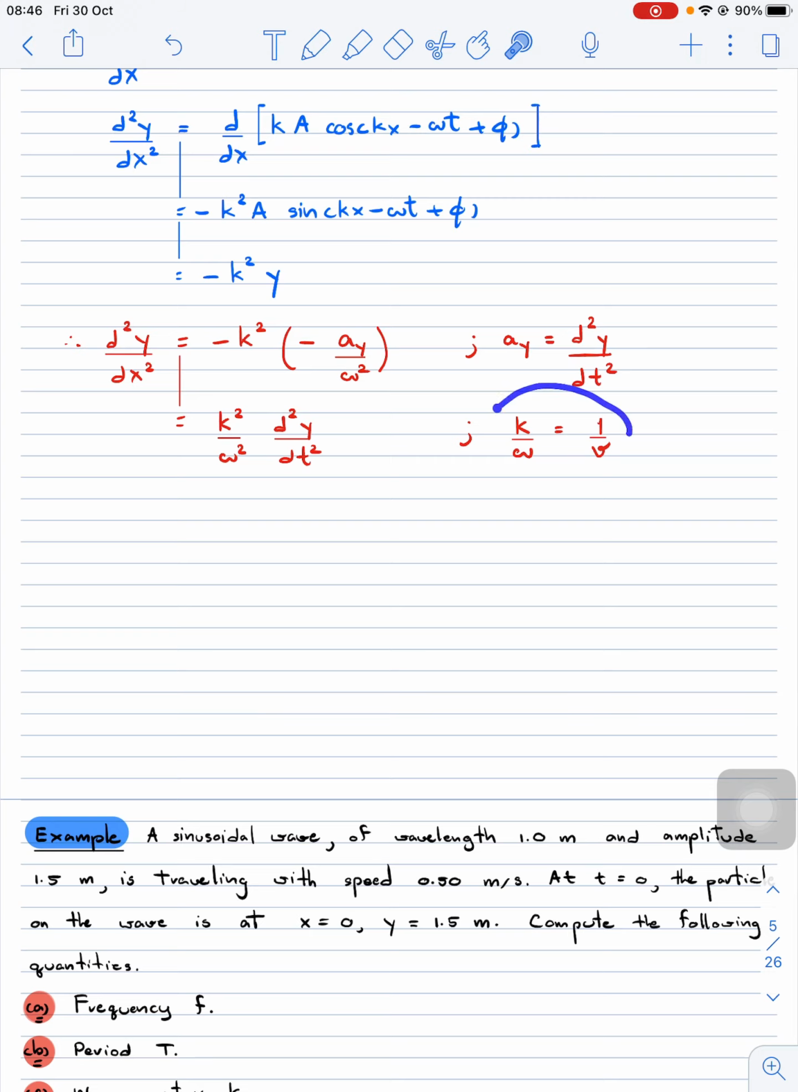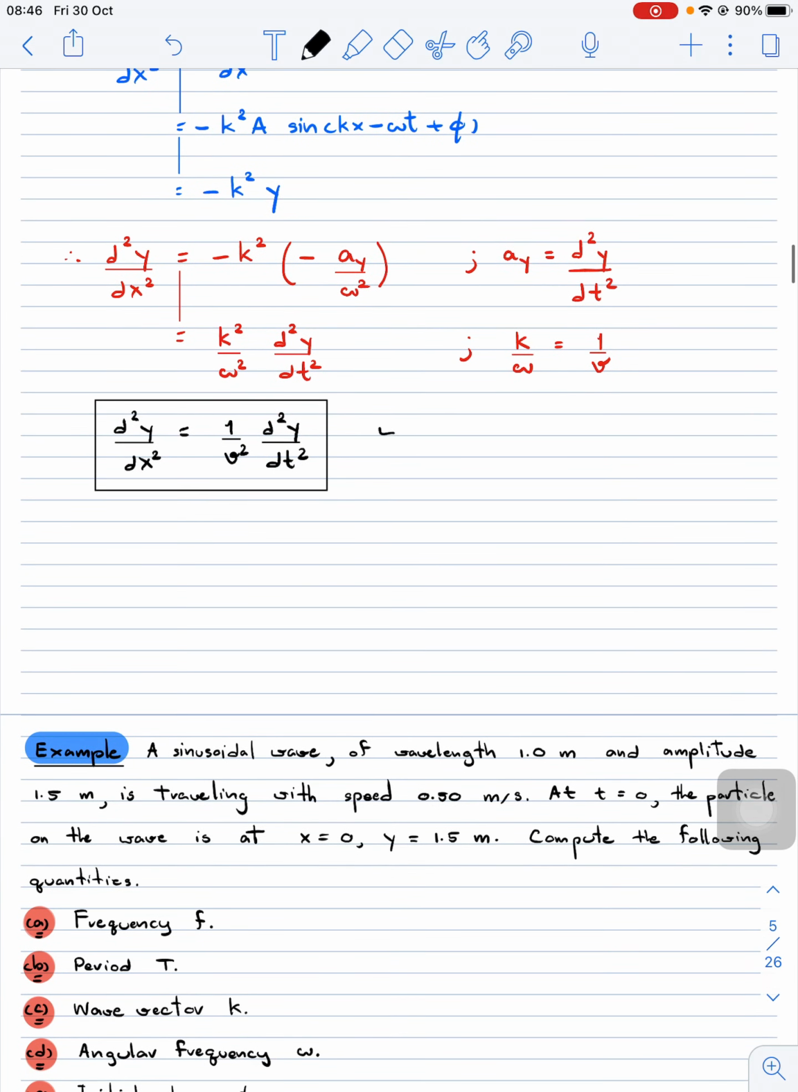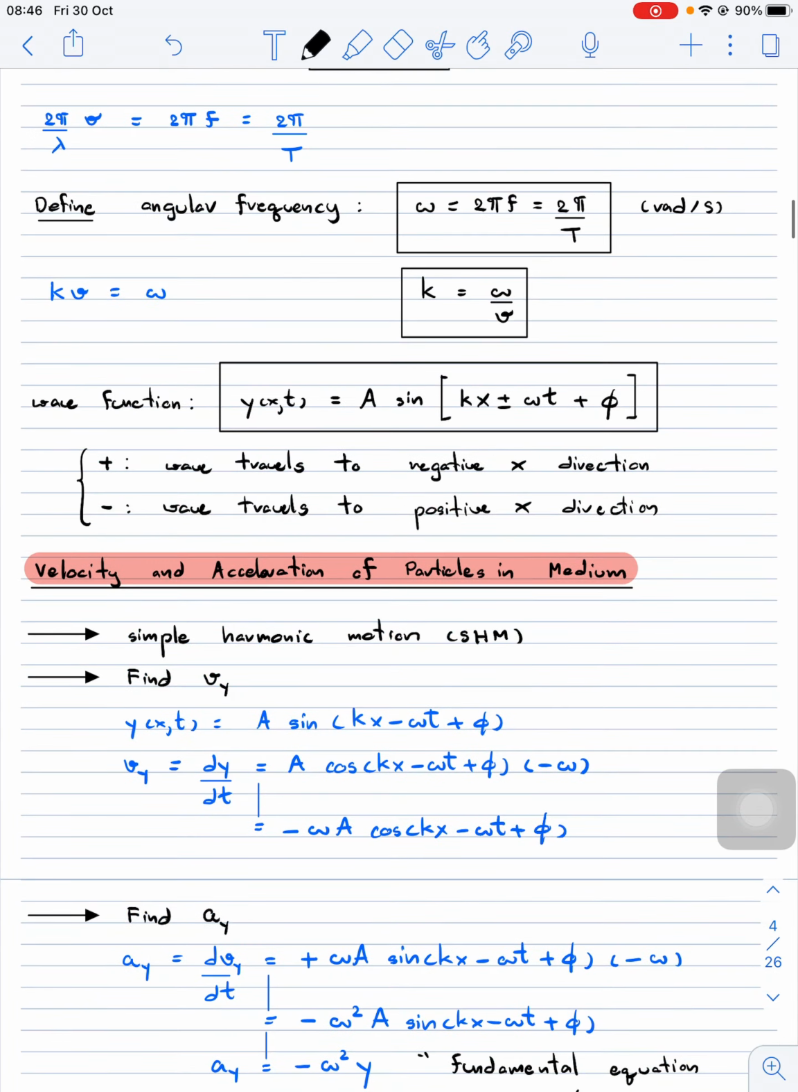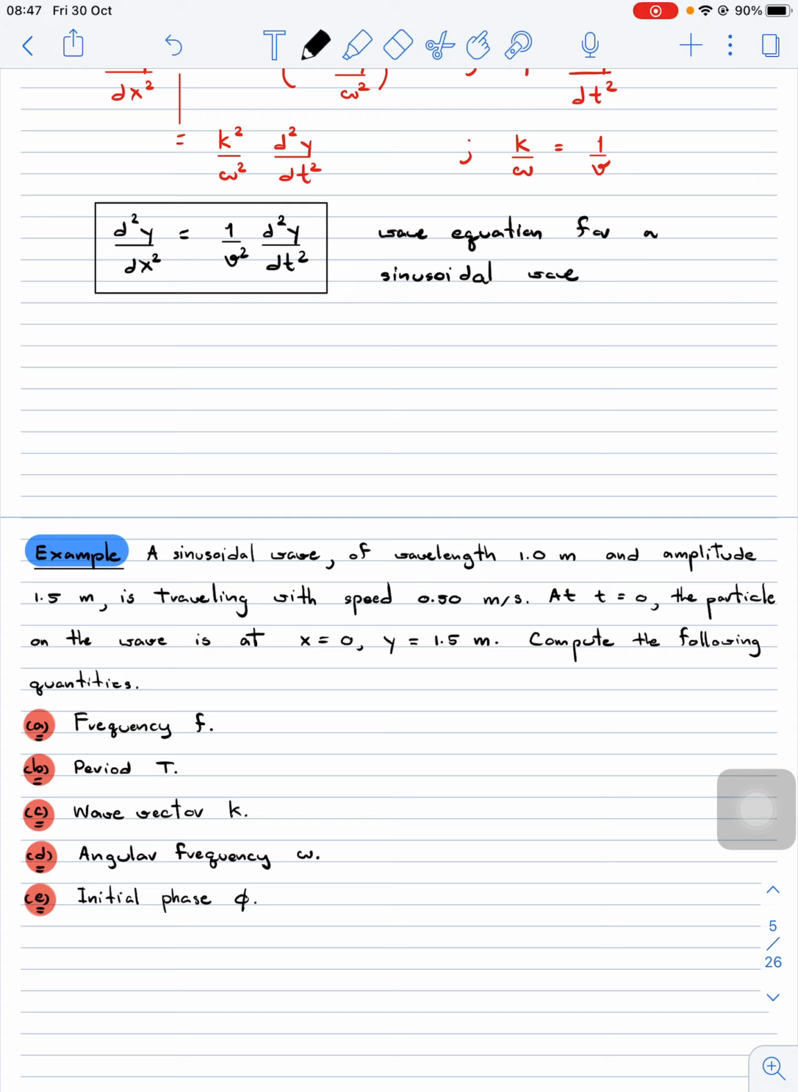Then finally, if we plug this into these terms, we're going to have that d squared y by dx squared is equal to 1 over v squared times d squared y by dt squared. So this equation is called the wave equation for a sinusoidal wave.